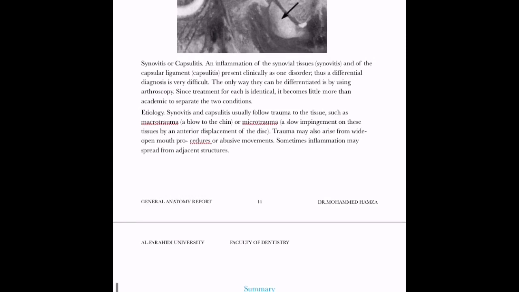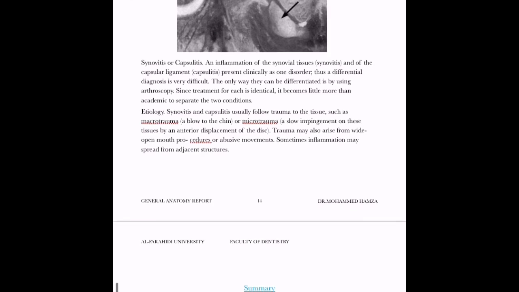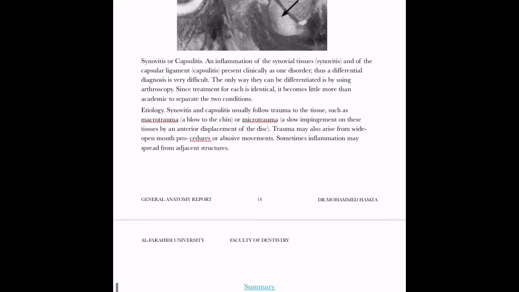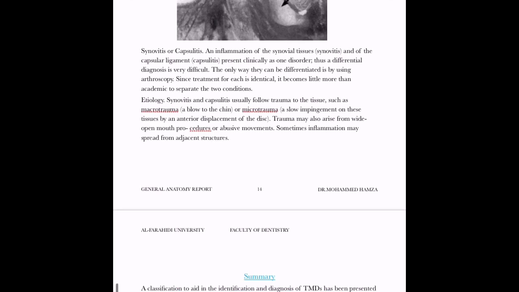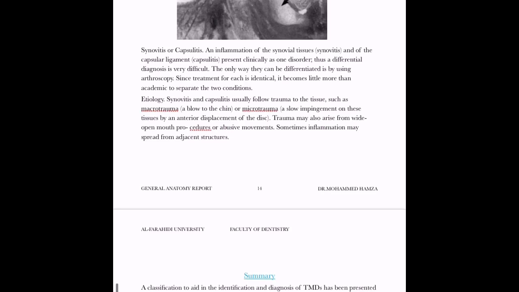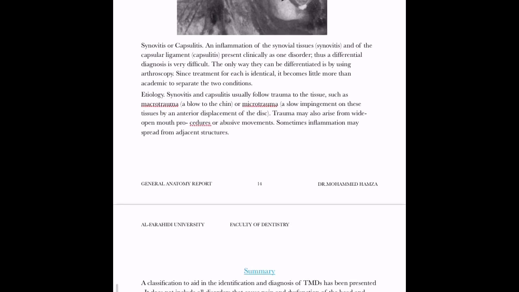Regarding etiology, synovitis and capsulitis usually follow trauma to the tissue, such as macrotrauma, which is a blow to the chin, or microtrauma, a slow impingement on these tissues by an anterior displacement of the disc. Trauma may also arise from wide open mouth seizures or abusive movement. Sometimes inflammation may spread from the structure to the adjacent area.